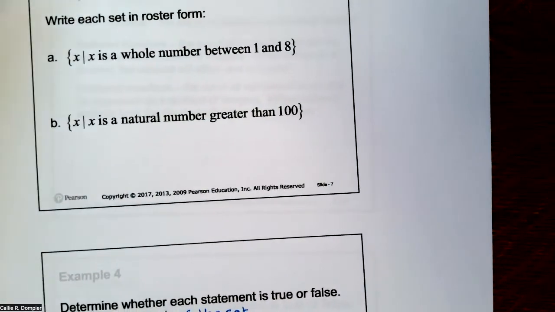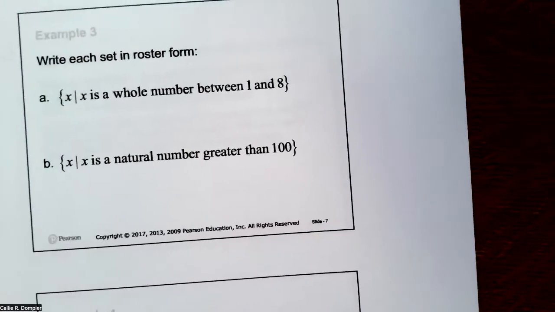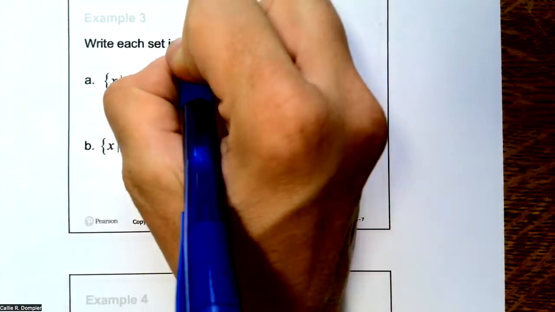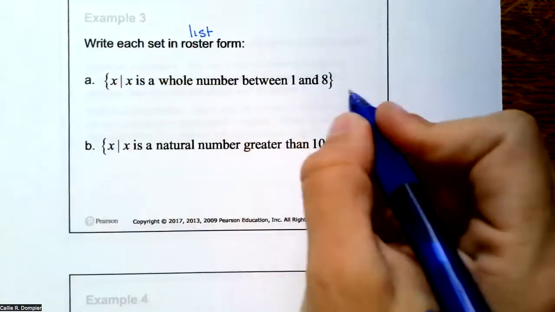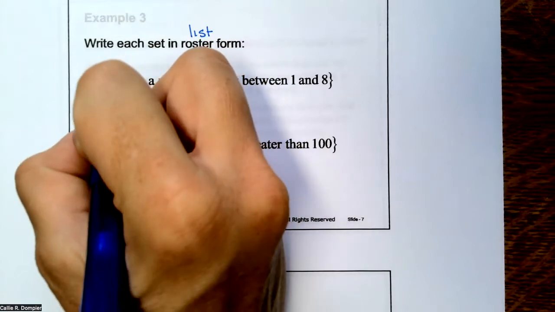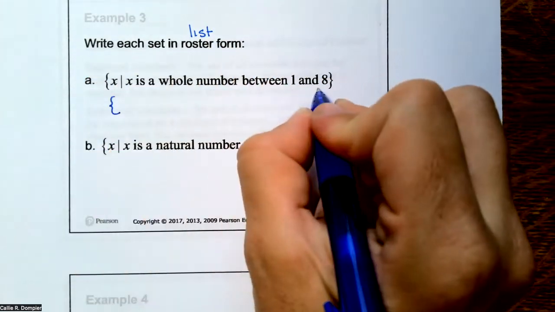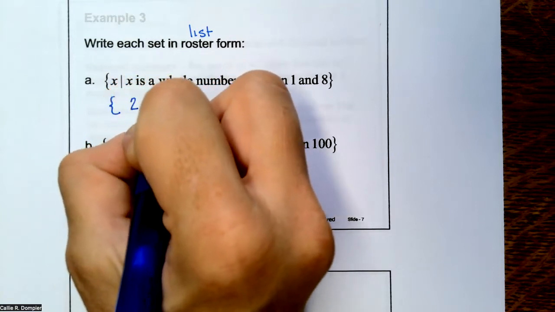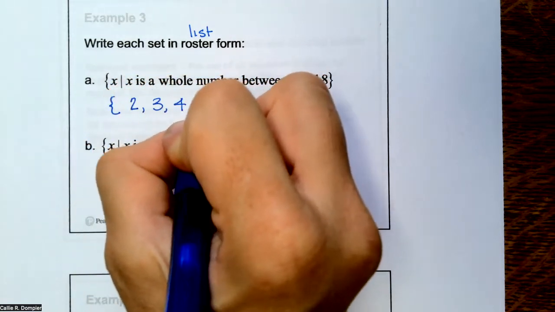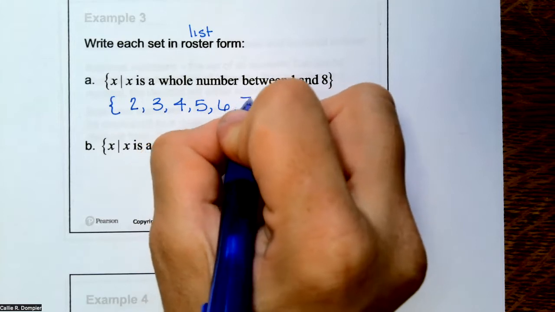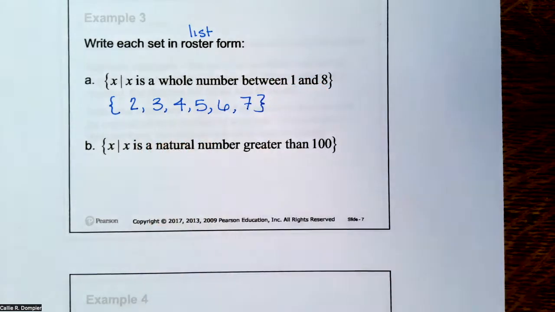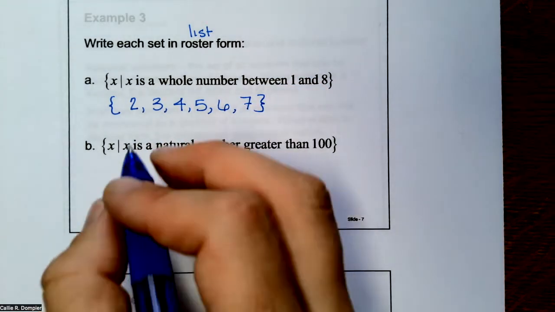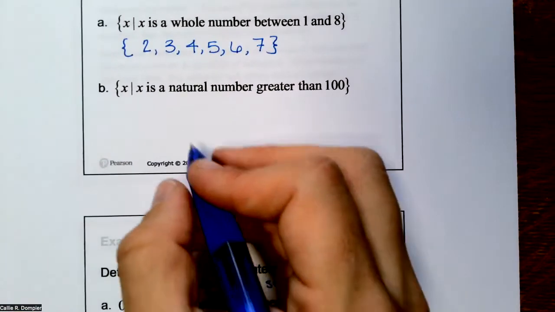Moving on to example 3. Write each set in roster form. Roster form just means a list. So X is a whole number between 1 and 8. You're still going to make this bracket. X is 2, 3, 4, 5, 6, 7. That's the end of my list. Good.